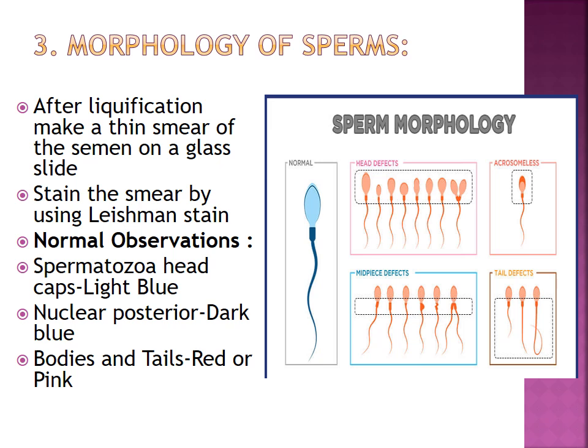In abnormal morphology, you can find head defects like double head, small head, big head, or middle piece defects, that is no middle piece or double middle piece, or tail defects like rudimentary tail, long tail, curly tail, or no tail. So these are the abnormal forms of sperms, and if they are more than 15%, then it may be causing infertility.